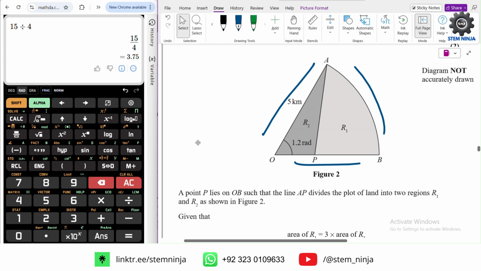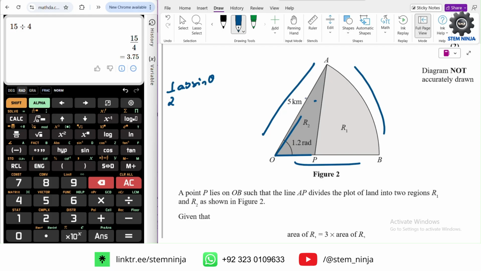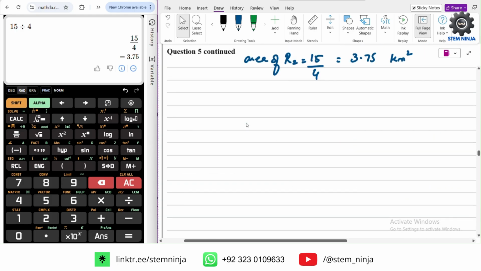This is part of OB. Okay, so we know R2, which is a triangle, so we can use half AB sine theta to figure out OP, and we already have OA. So once we find OP, we can use the cosine rule to figure out AP. We need AP, right? Okay.